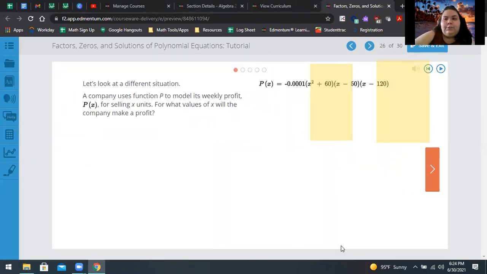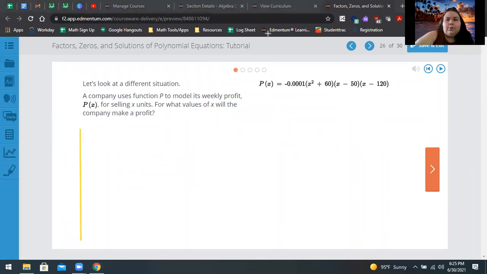And so following slide 26. Okay. So it says, let's look at a different situation. A company uses the function P to model the weekly profit, P of X, for selling X units. For what value of X will the company make a profit? So if we think about it, let me just draw a rough sketch of the graph. They gave us a function here.